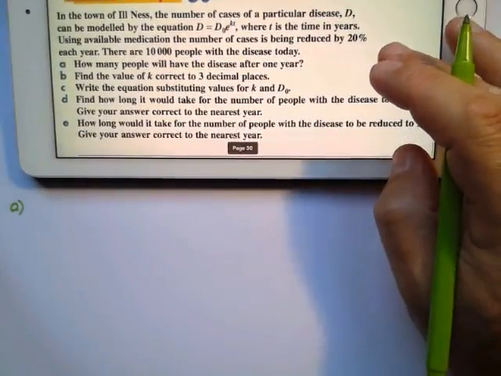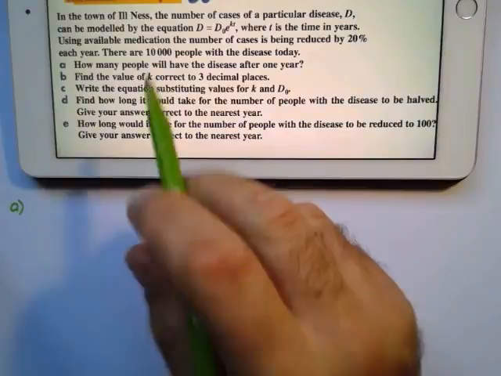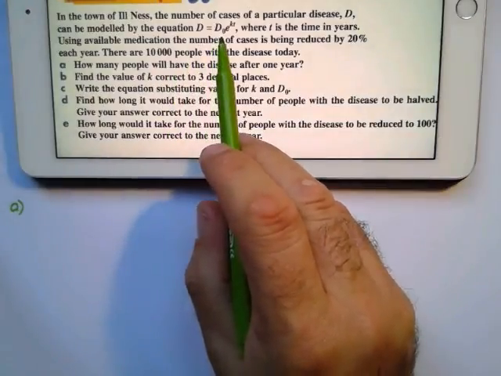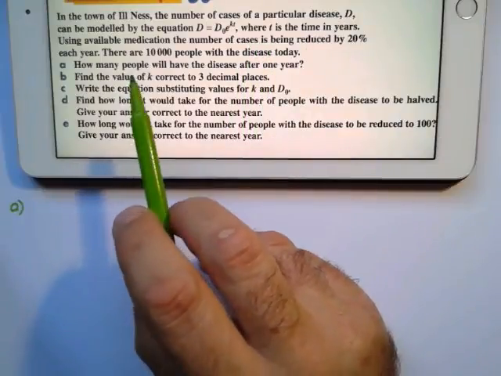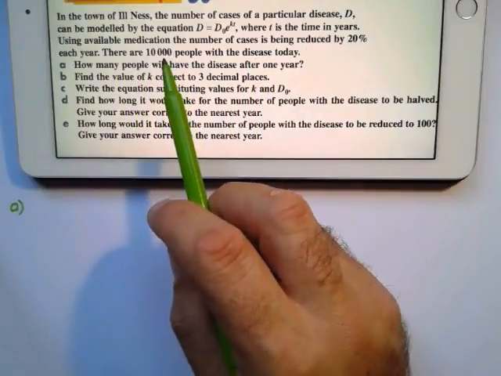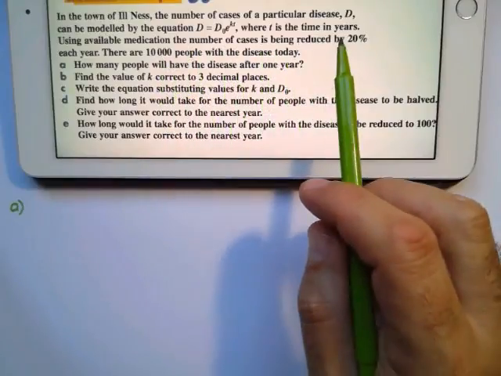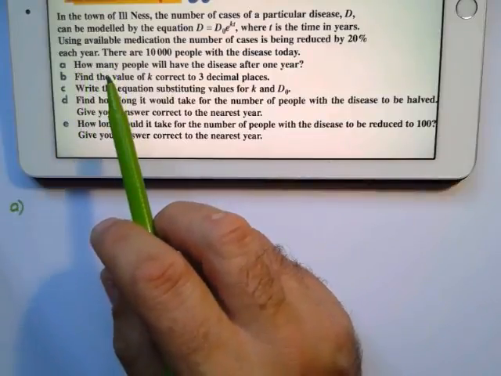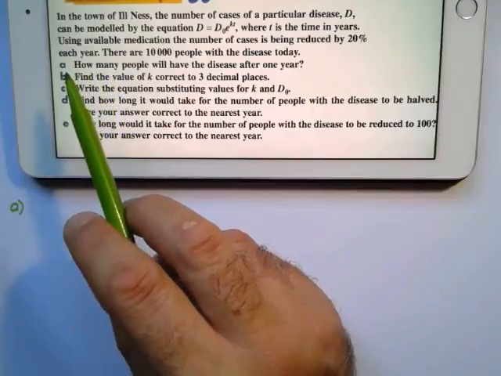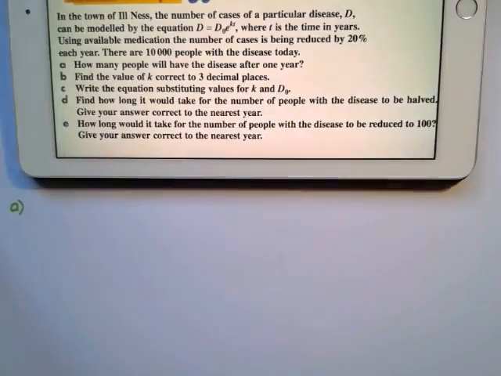Example 30. In the town of Illness, the number of cases of a particular disease, D, can be modeled by the equation D equals D0 e to the power kt, where t is the time in years. Using available medication, the number of cases is being reduced by 20% each year. There are 10,000 people with the disease today. Question 1 asks, how many people will have the disease after 1 year?